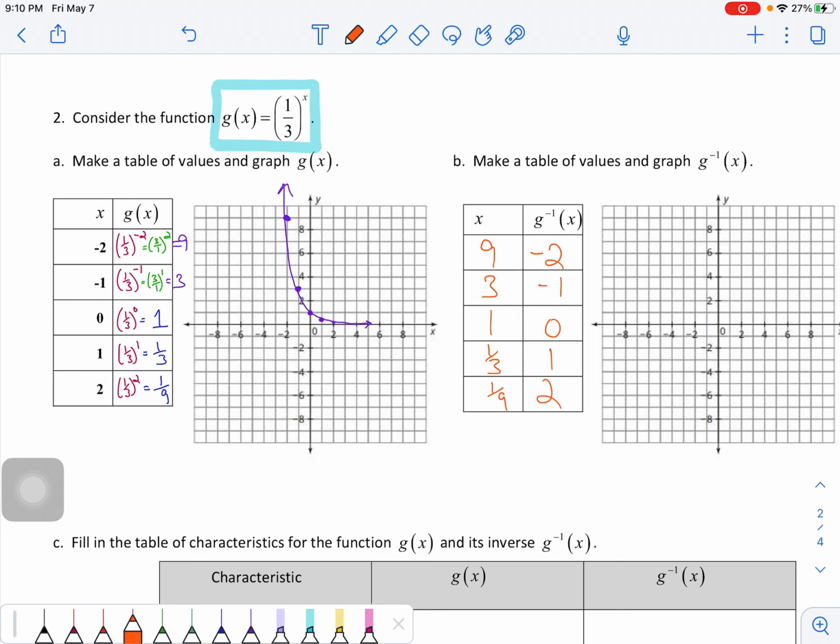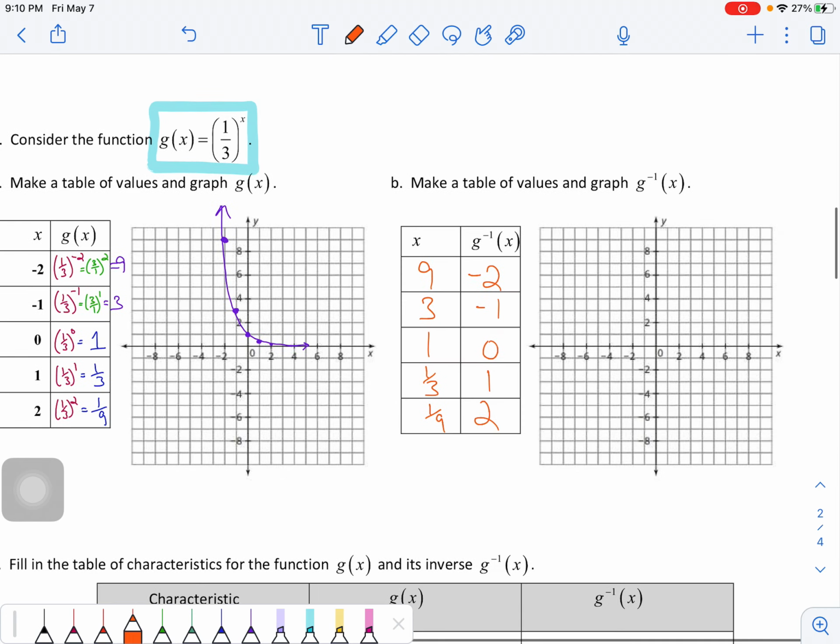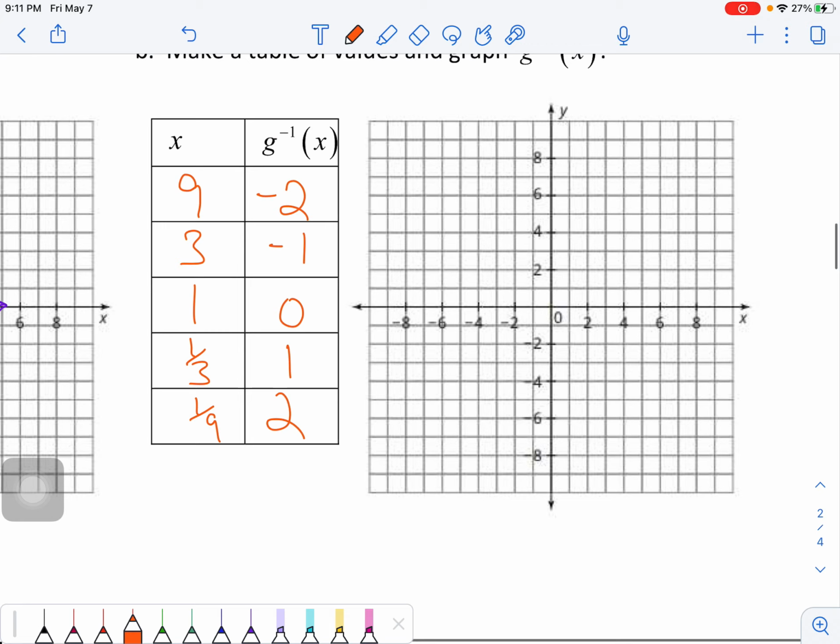All right. So let's go ahead and graph those points. So we've got 9, -2, 3, -1, 1, 0. Now these are going to be the tricky two. So we've got 1/3, 1 and 1/9, 2.